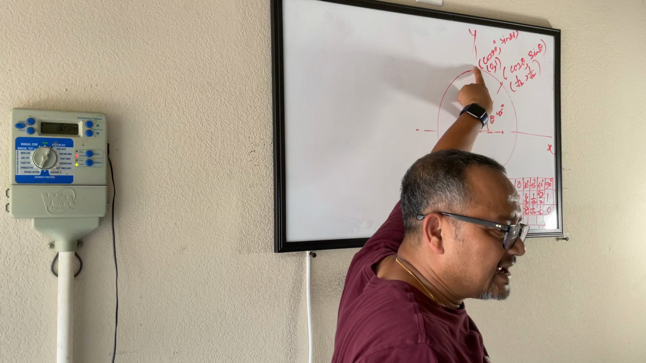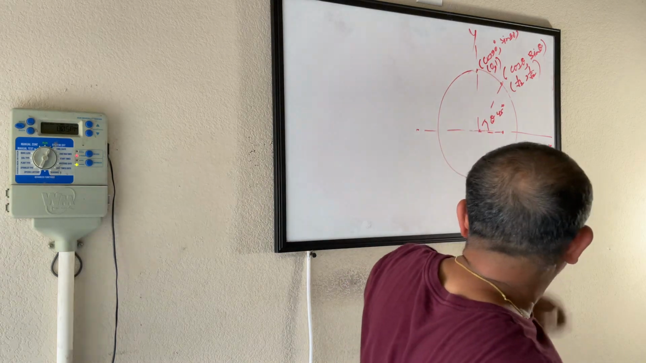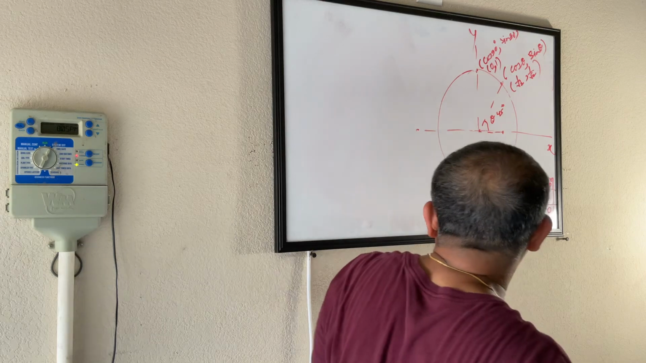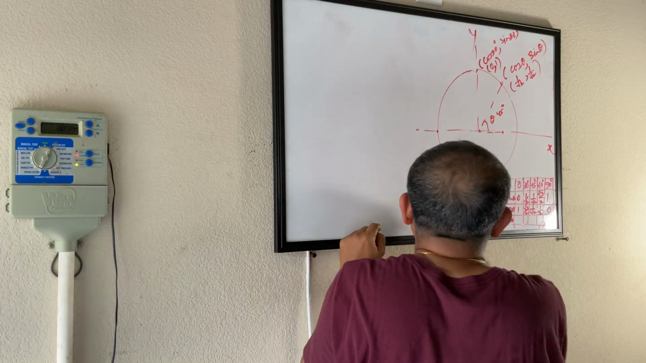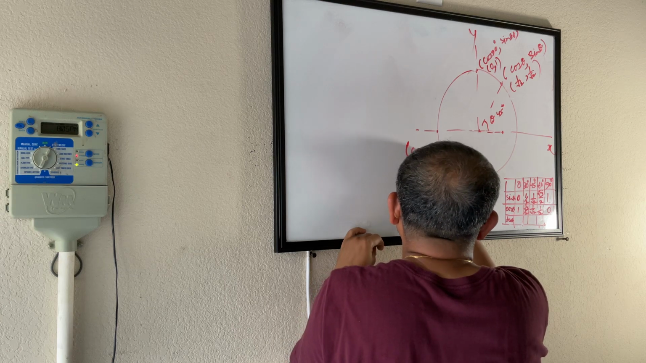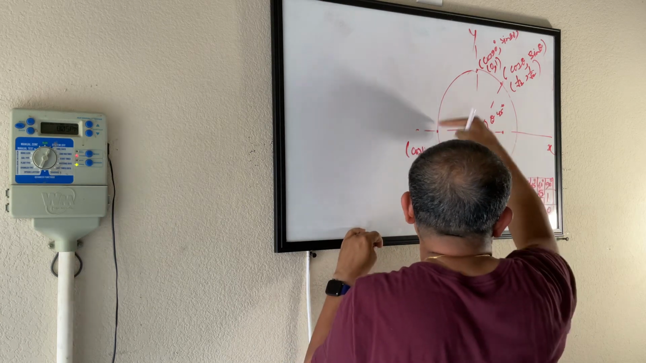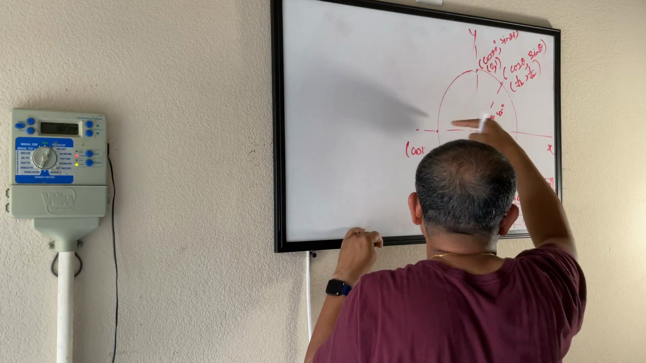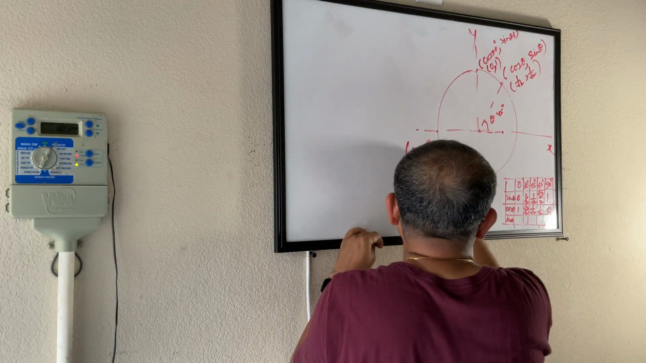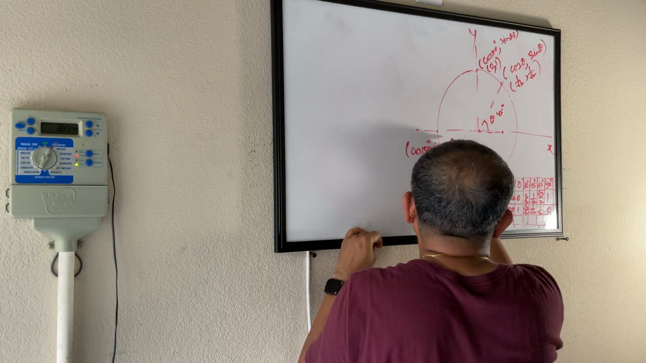Yeah? Now, let's make another trip to this place. When I'm here, again, same thing, nothing changes for us. Any point on this, cos theta and sin theta. Here this is 180 degrees from the horizontal x-axis, positive direction. Cos 180 degree and sin 180 degree.